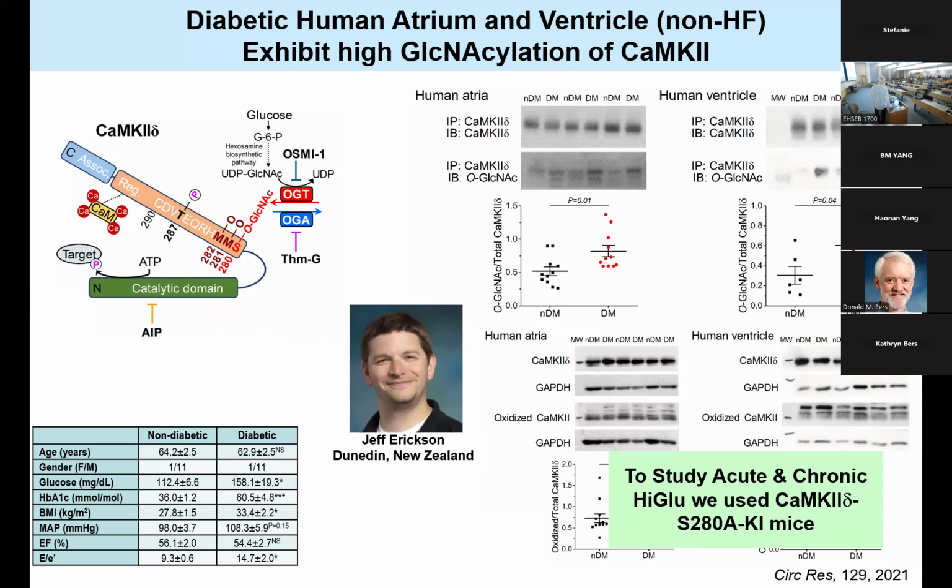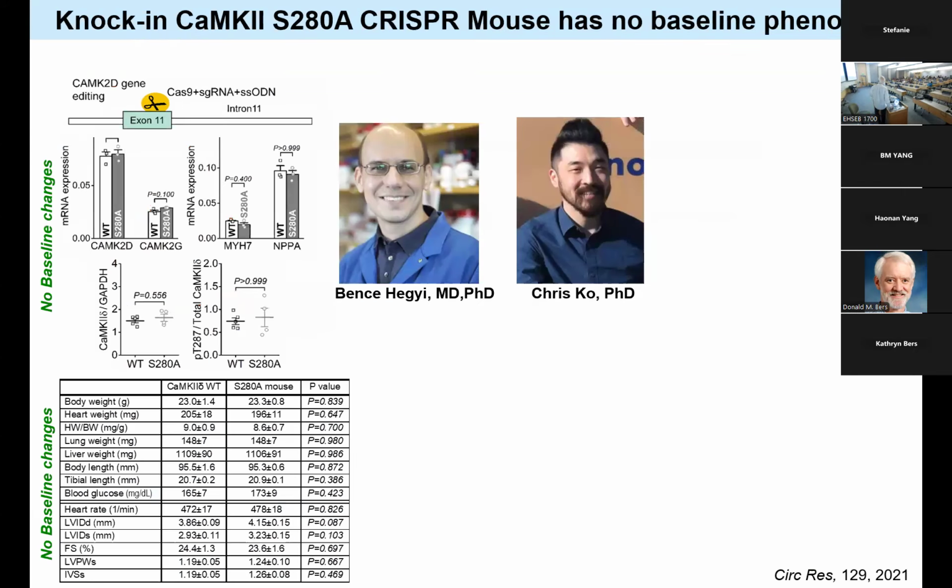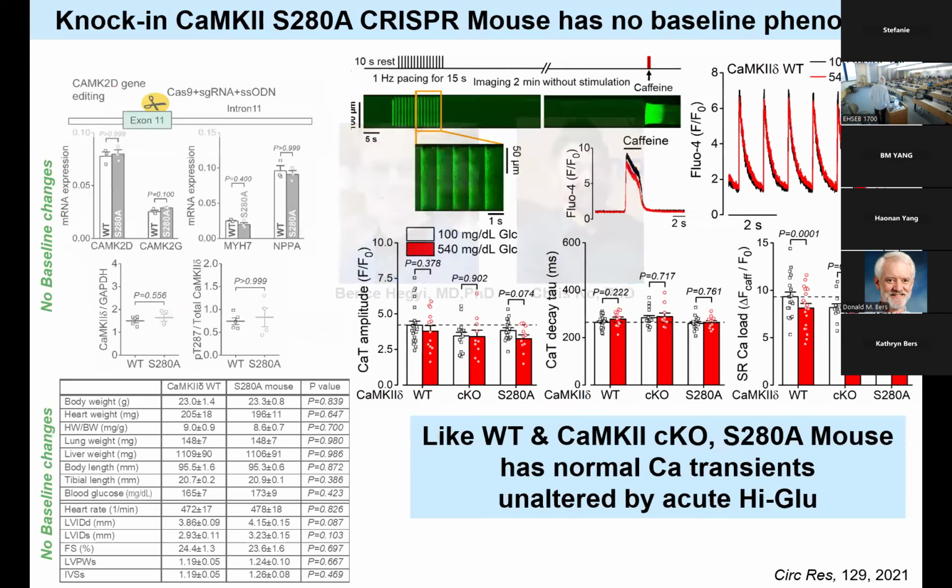So to study the chronic and a little bit more on the acute effects, we took advantage of those knock-in mice that we made with that point mutation. The good news is at baseline, they have virtually no phenotype. I'm not going to go through this whole table. And Ben Steggy and Chris Coe published this paper looking first at high glucose.